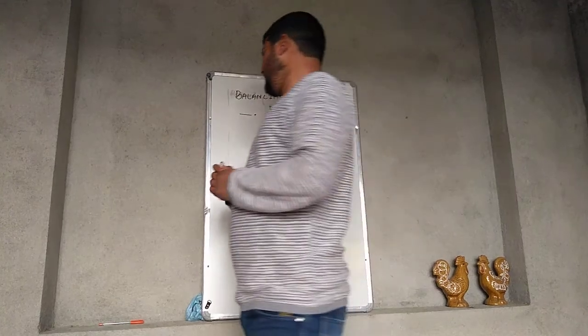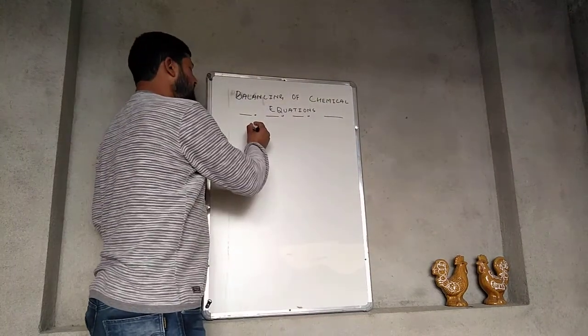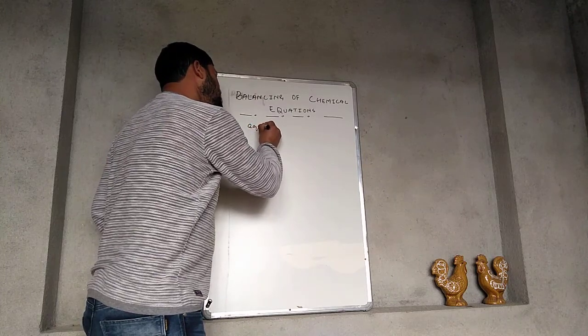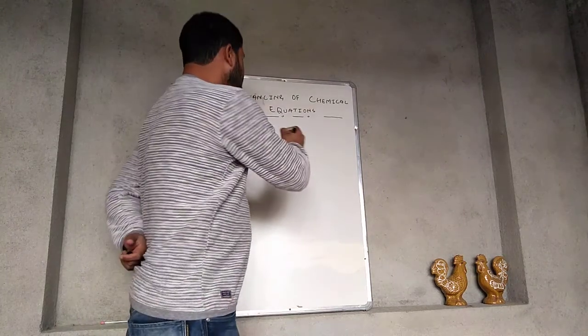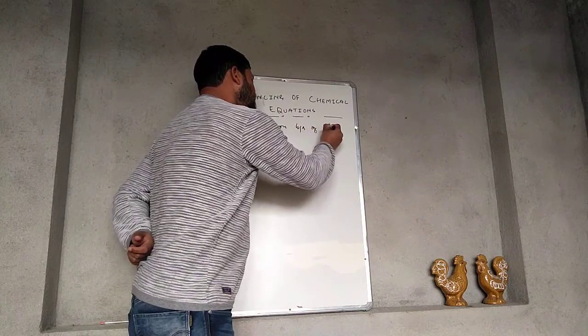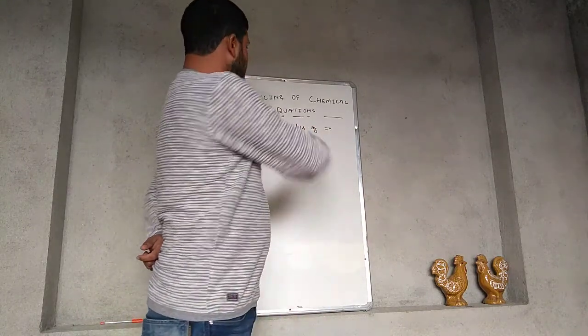In this video, we will study about balancing of chemical equations. The method of making the number of different types of atoms equal on both sides of an equation is called balancing of a chemical equation.